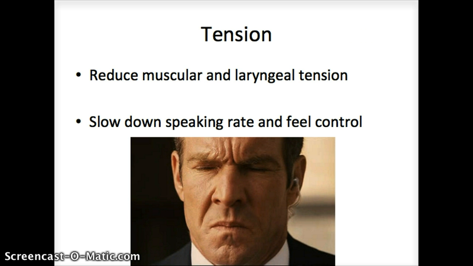So we want to help them reduce any muscular or laryngeal tension they have and help them slow down their speaking rate and feel like they are in control. And in the moments where they feel like they're really tense, help them realize that they're in that moment of tension and then help them relax.